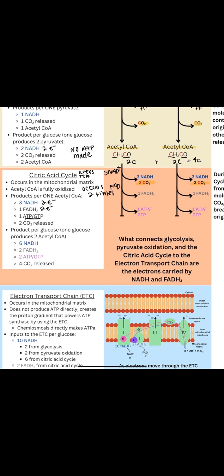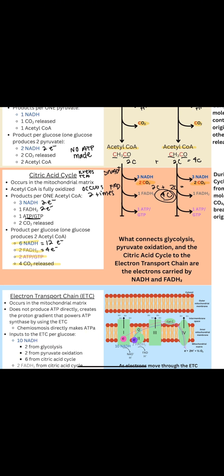But because we ran that cycle 2 times for 1 glucose, we're going to release a total of 4 carbon dioxides, 2 per cycle, 6 NADHs, 3 per cycle, and 2 FADH₂, 1 per cycle, and we're going to create a total of 2 ATP or GTP, 1 per cycle. So to check our carbons, we have the 4 remaining carbons, 2 from acetyl-CoA, and all 4 of those carbons, they were released into the system as carbon dioxide. So all 6 original carbons from glucose, they are now accounted for.